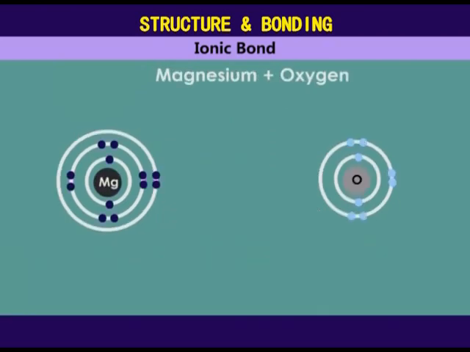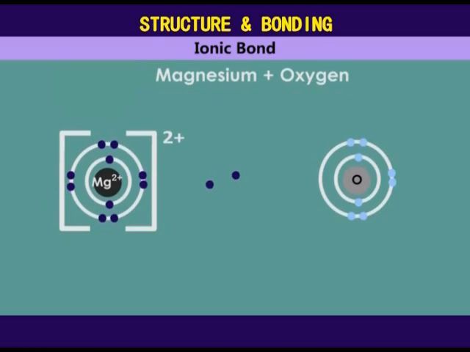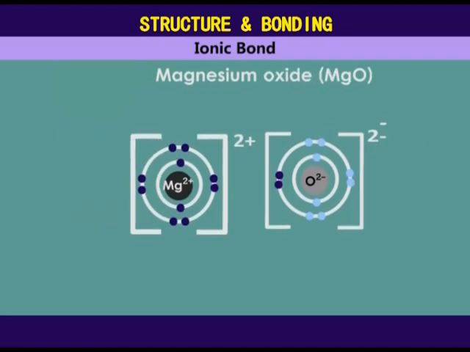Consider magnesium and oxygen. A magnesium atom has two valence electrons which it can lose. Oxygen has 6 valence electrons and needs 2 extra electrons to complete an octet configuration. Magnesium transfers the 2 electrons to oxygen, and the resulting cation and anion attract each other to form an ionic compound, magnesium oxide.